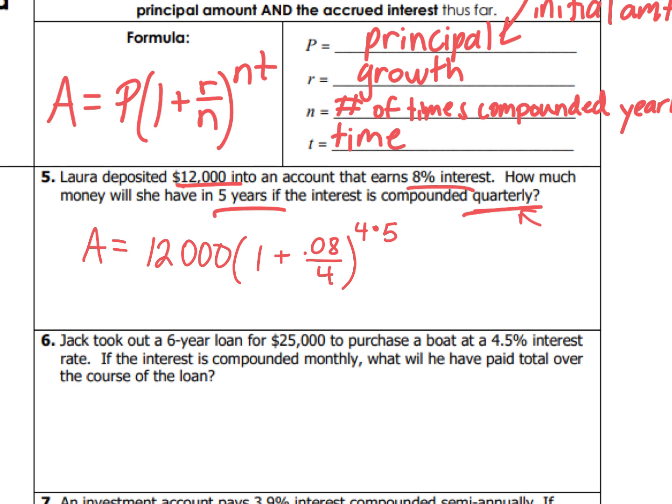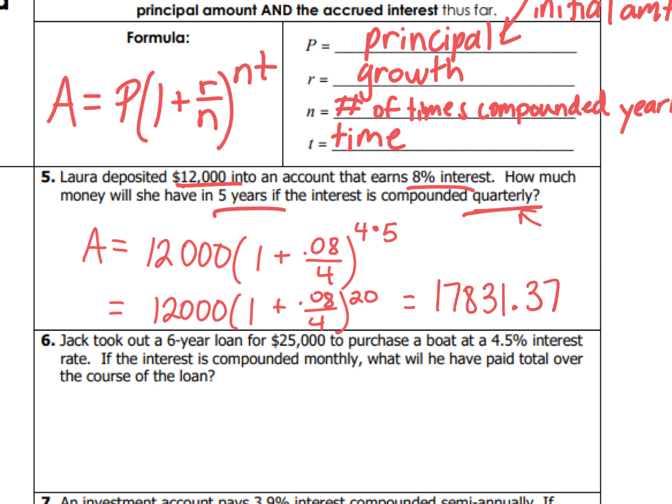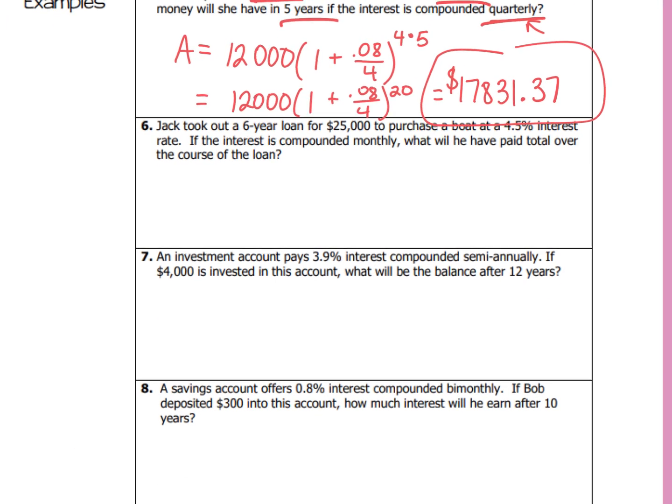Okay? Before I type that in, here's what I want to do. I want to go ahead and simplify that power. So 12,000 times 1 plus 0.08 divided by 4, close parentheses, to the 4 times 5 power, 20th. 17,800 and what? 31 point... But I said 37. Is that what everyone got? Okay. Good. My calculator should do that. Good deal. Questions on that? All right, go ahead and try number 7.